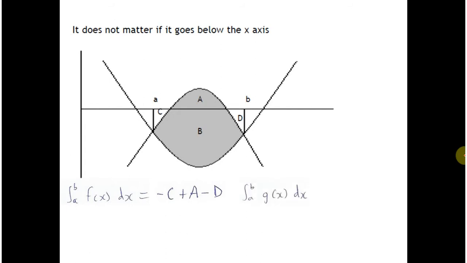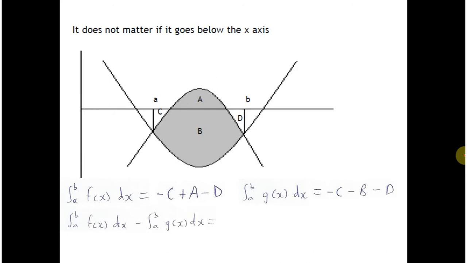The integral between a and b of g of x dx is equal to minus C, because that's below the x-axis, minus B, because that's below the x-axis, minus D, because that's below the x-axis.